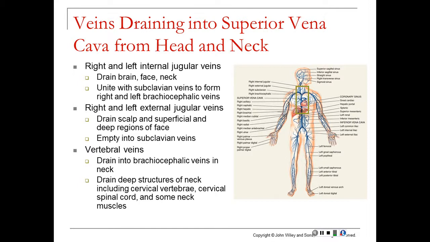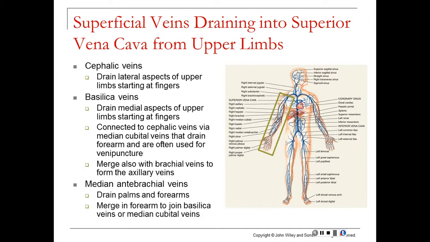Those vertebral veins are draining deep structures of the neck, like the cervical vertebrae, cervical spinal cord, and some of the neck muscles. You also have the cephalic veins draining the lateral aspects of the upper limbs. In this case, cephalic is not referring to the head. It's referring to closer to the head, but it's still within the arm. These are veins within the upper arm that drain into the superior vena cava.